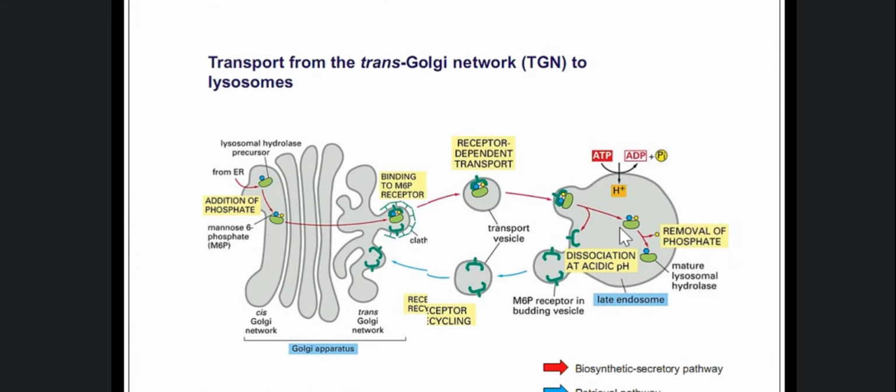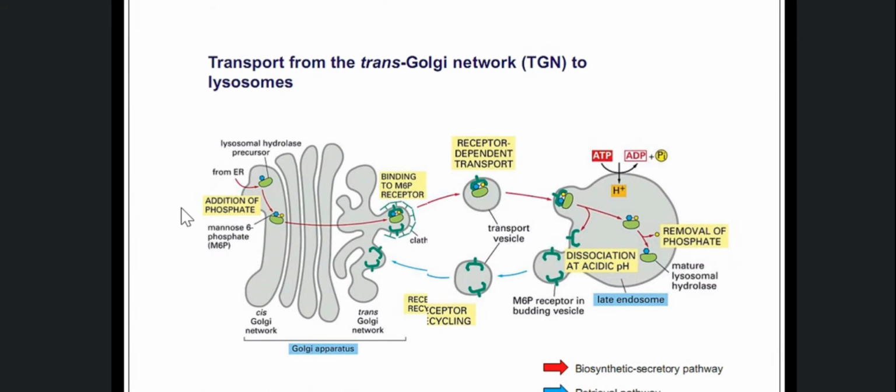For the precursor, when it stays in the endosome, there is also the removal of the phosphate group on the mannose sugar. And at this time, the precursor becomes the mature hydrolase and is ready to do its function as a digestion enzyme.